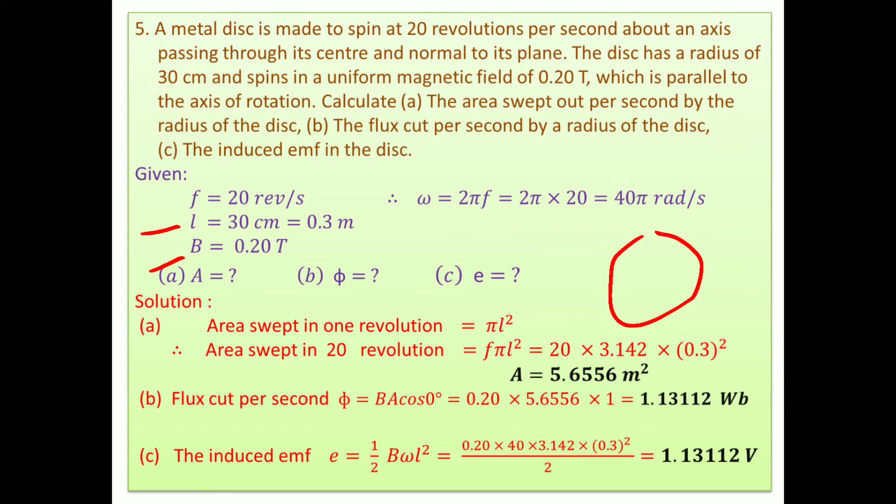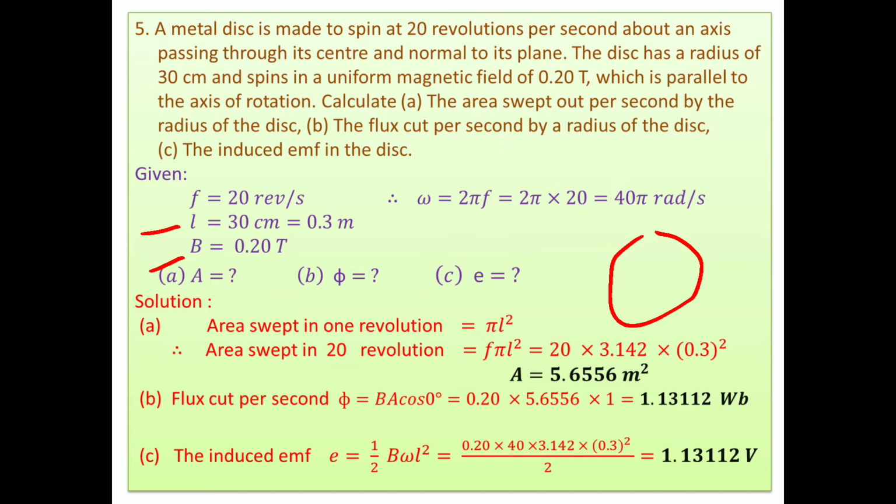And for 20 in 1 second, how many revolutions are there? 20 revolutions are there. So you can take here total area swept in 1 second, its frequency into area swept in one revolution. So F into pi L square. So F is 20, 3.142 into 0.3 square. So area after calculation, 0.3 means 0.09, and here we can take 1.8, and thereafter calculation, 5.6556 square meter.